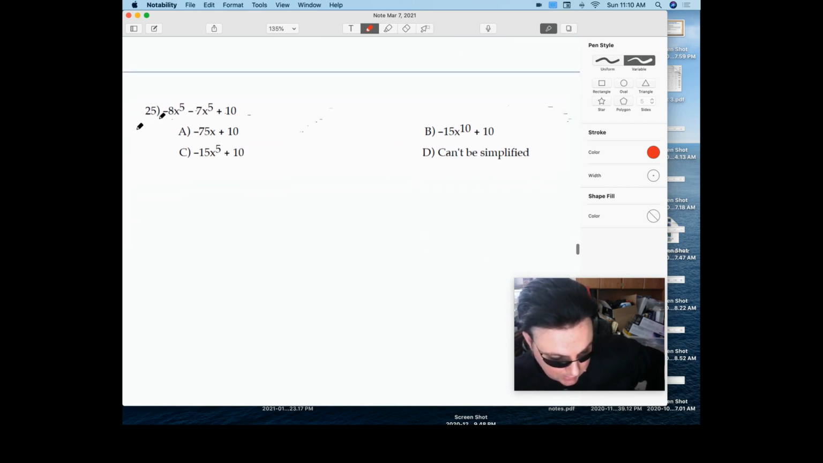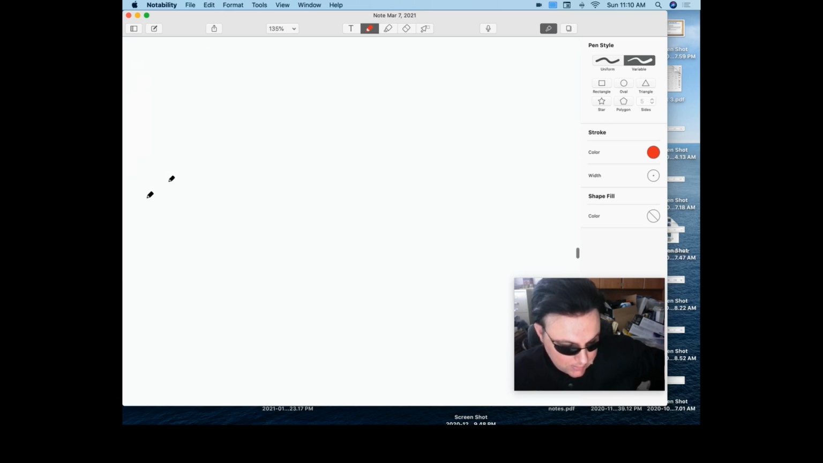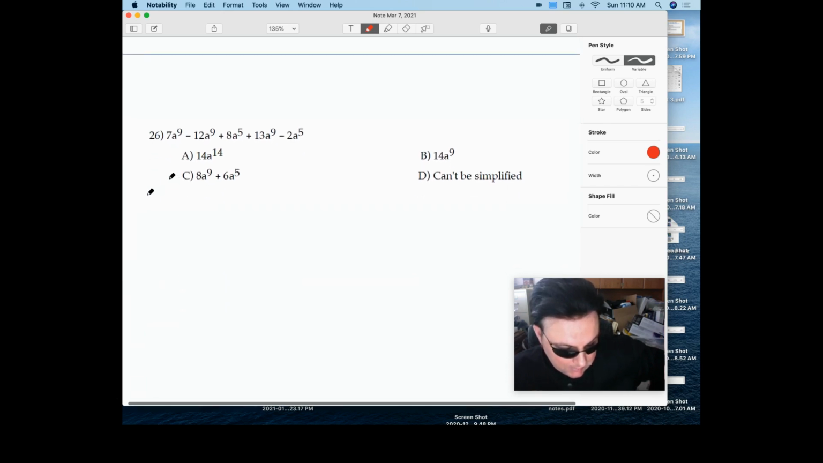Here, notice I can only put these two together. And I would ask you, why is that the case? And hopefully you'd say, oh, because Mr. Anderson, you have x to the 5th and x to the 5th here. So we can put these two together. We get negative 15x to the 5th plus 10. There's our answer.